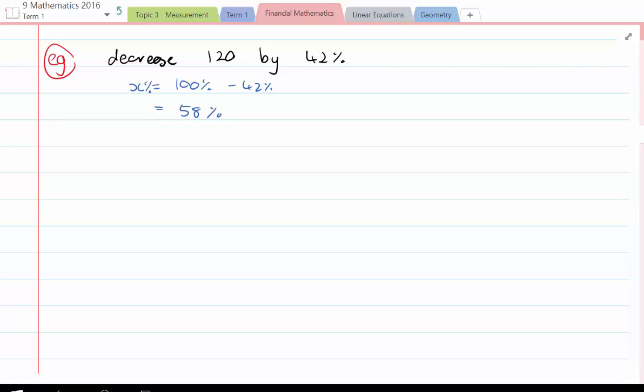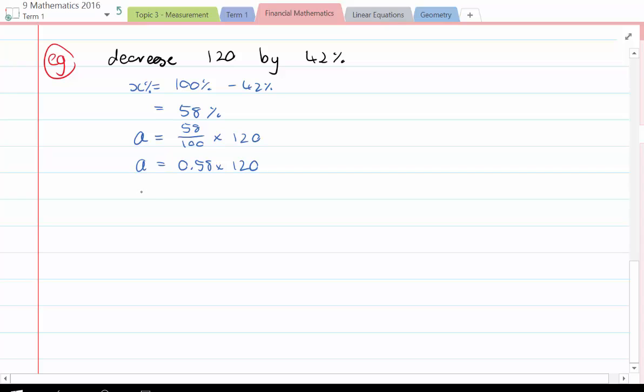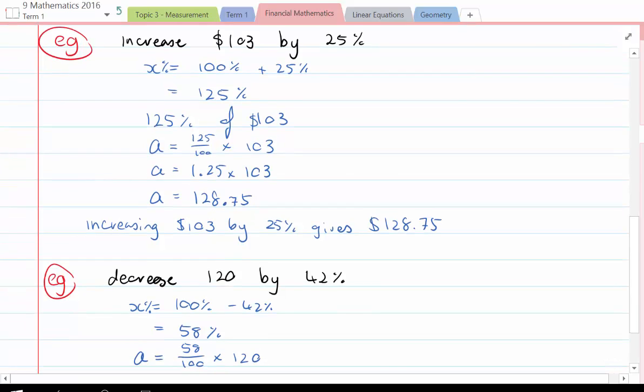Now we go back to our basic percentage rule. So the amount is 58 on 100 multiplied by that 120, which is 0.58 multiplied by 120. And we're left with 69.6. So decreasing 120 by 42% is 69.6. Okay, two nice easy examples.